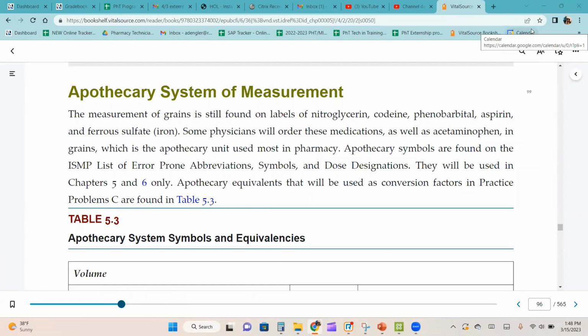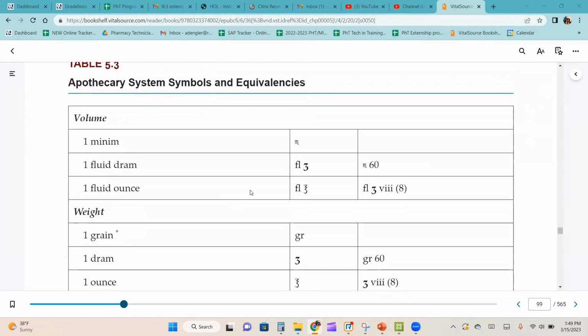The apothecary system of measurement. So the measurement of grains is still found on labels of nitroglycerin, codeine, phenobarbital, aspirin, and ferrous sulfate, which is iron. Some physicians will order these medications as well as acetaminophen in grains, which is the apothecary unit used most in pharmacy. Apothecary symbols are found on the ISMP list of error-prone abbreviations, symbols, and dose designations. They will be used in chapters 5 and 6 only. Apothecary equivalents that will be used as conversion factors in practice problem C are found in table 5.3. So we have a nice little chart here of apothecary system symbols and equivalencies.